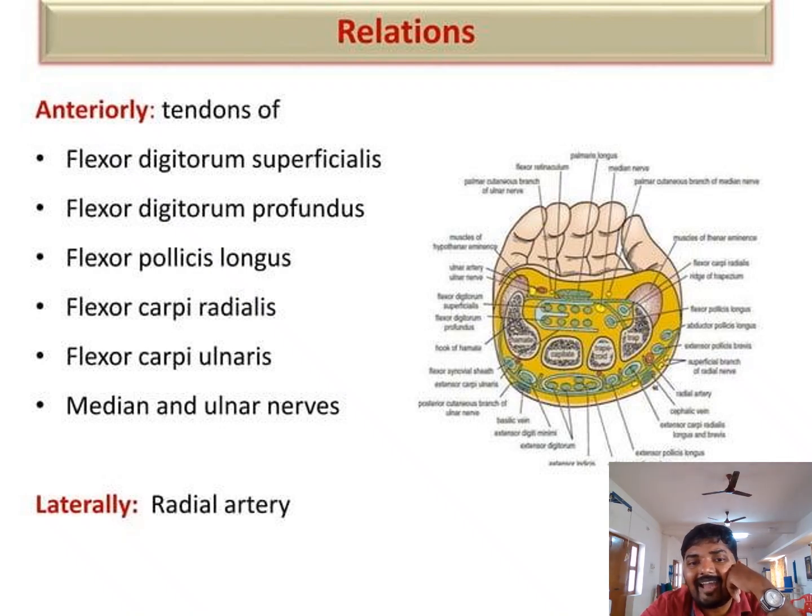Then laterally, the radial artery is present, which can be felt on palpation. Doctors palpate this artery to feel the pulsation. This area is suitable for pulsation, mainly for the radial artery pulsation felt laterally.